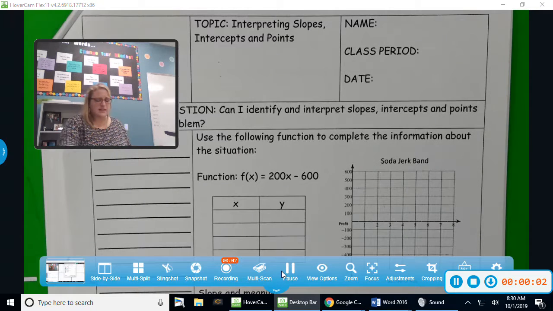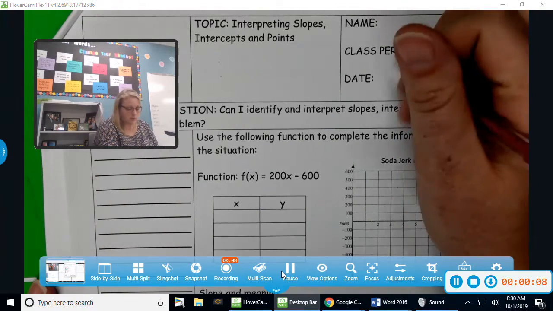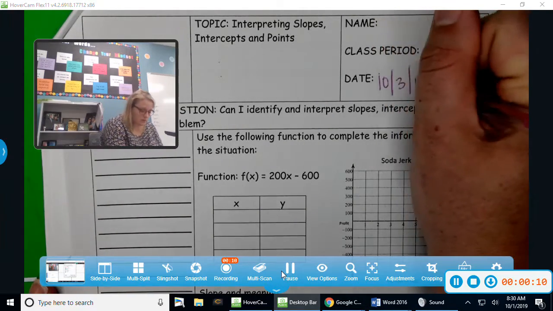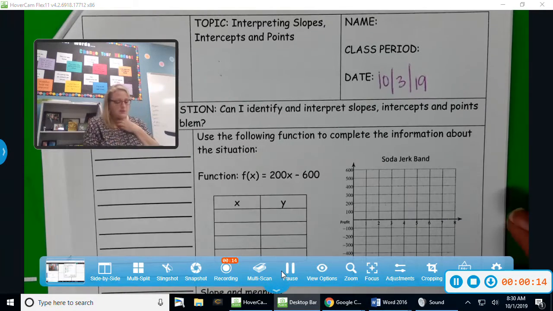All right, folks, today is Thursday, October 3rd, and today you're doing day 2 of interpreting slopes, intercepts, and points. Your essential question: can I identify and interpret slopes, intercepts, and points in a real-world problem situation?